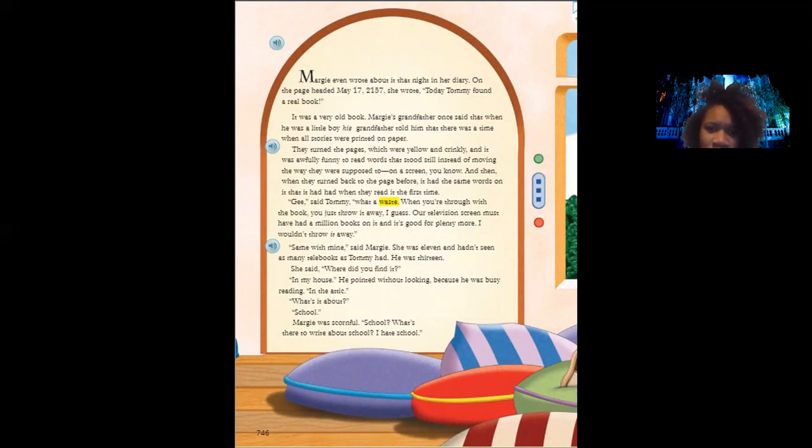"Gee," said Tommy, "what a waste. When you're through with the book, you just throw it away, I guess. Our television screen must have had a million books on it, and it's good for plenty more. I wouldn't throw it away." "Same with mine," said Margie. She was 11 and hadn't seen as many telebooks as Tommy had. He was 13. She said, "Where did you find it?" "In my house." He pointed without looking because he was busy reading in the attic. "What's it about?" "School." Margie was scornful. "School? What's there to write about school? I hate school."